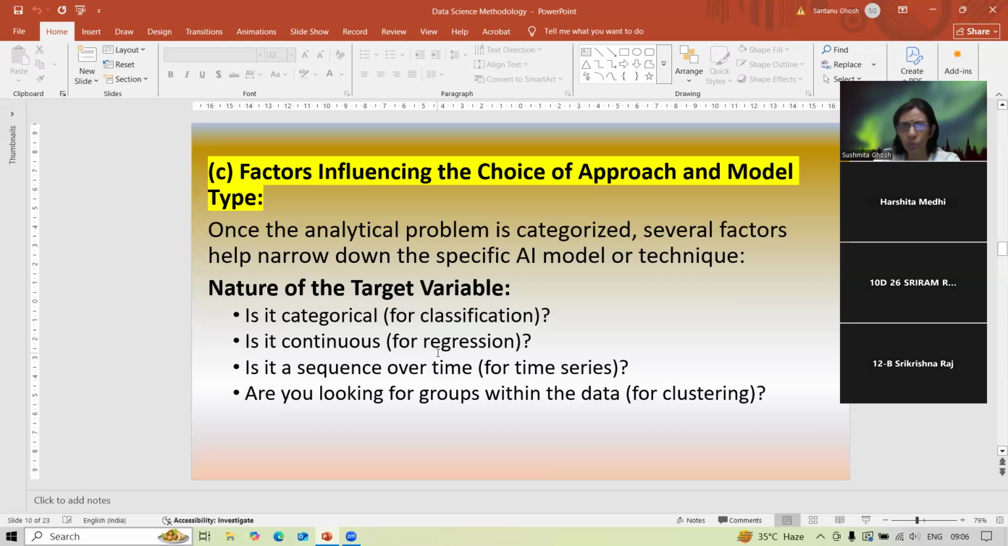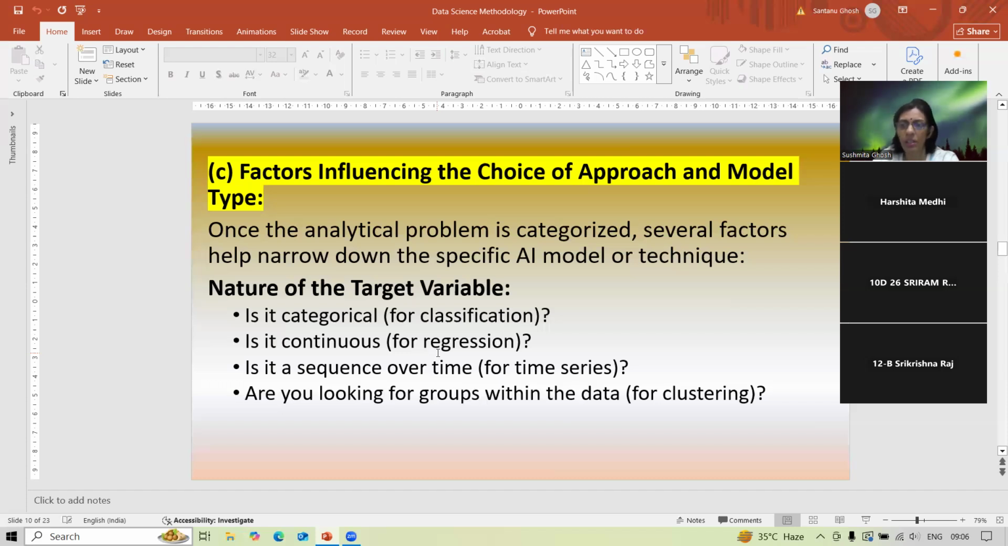I hope it's clear. Show me a thumbs up that you are able to understand what I'm talking about in terms of target value. Hello. Show me a thumbs up. Whether you understand what a target variable is or not.